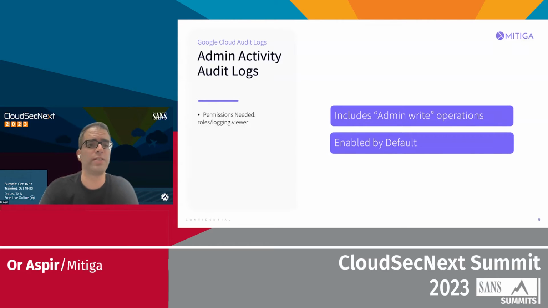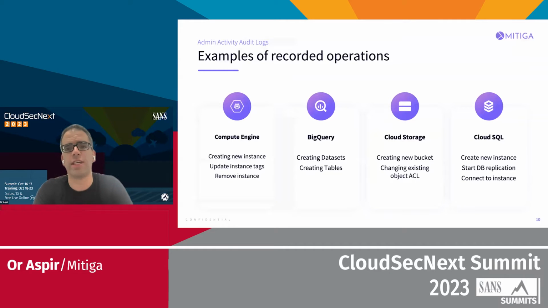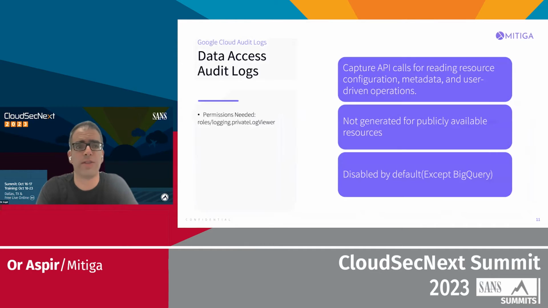In order to see that in GCP, you need to have the permission on the left, which is Logging Viewer. Examples of actions covered in admin activity logs are: in Compute Engine, creating new instances; in BigQuery, creating and removing tables; in Cloud Storage, changing existing object ACLs and creating buckets; and in Cloud SQL, starting DB replications and connecting to an instance. So this is admin activity logs.